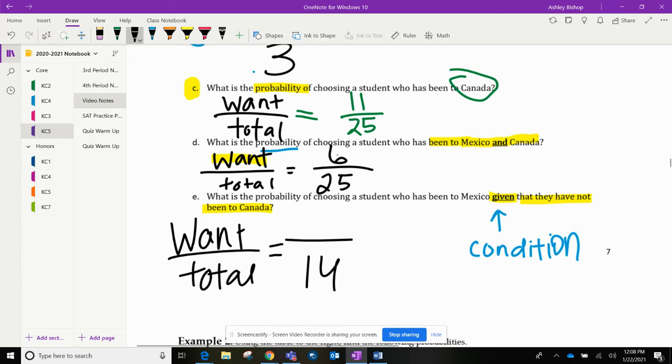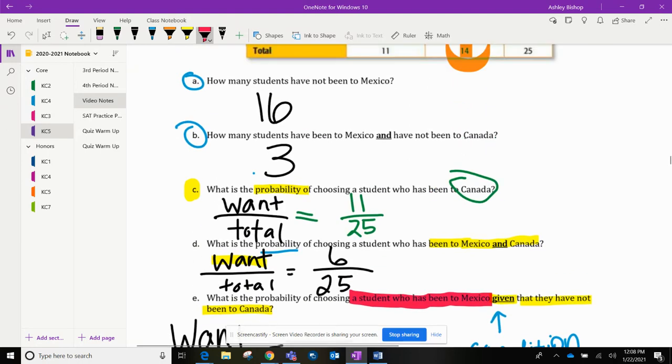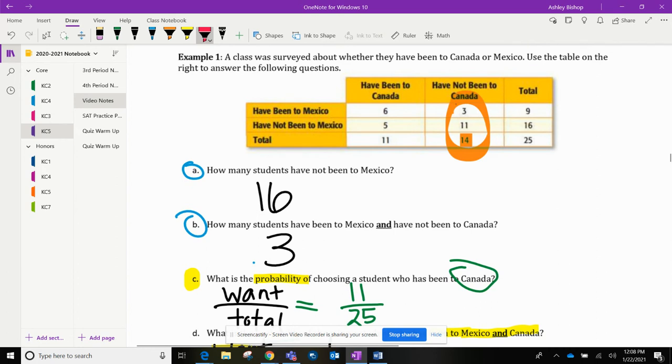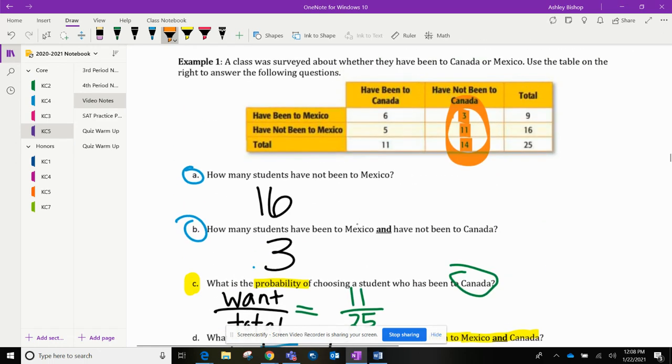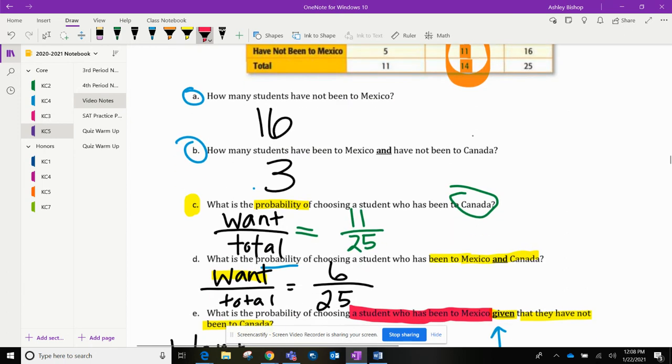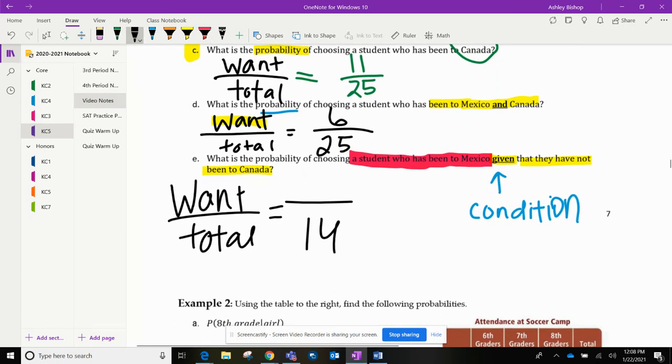And my want is going to come from what came before the given. I want a student that has been to Mexico. So in this column, only these highlighted orange numbers can I use. I want the one that represents the students that have been to Mexico. So have been to Mexico, but not Canada would be 3. So this would be 3 over 14.